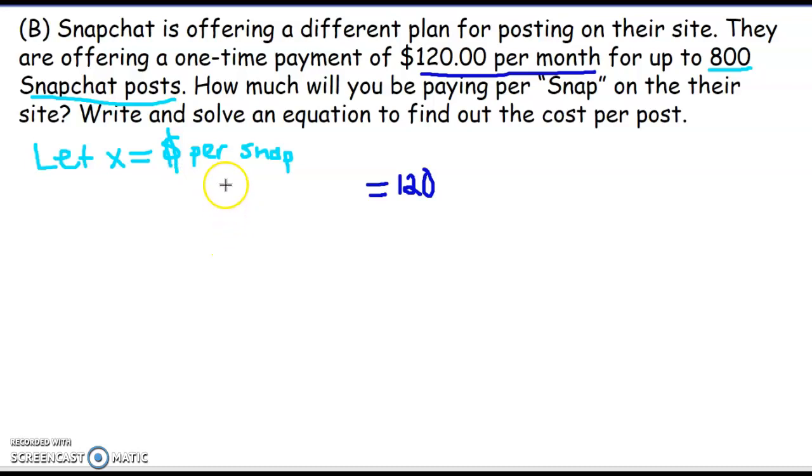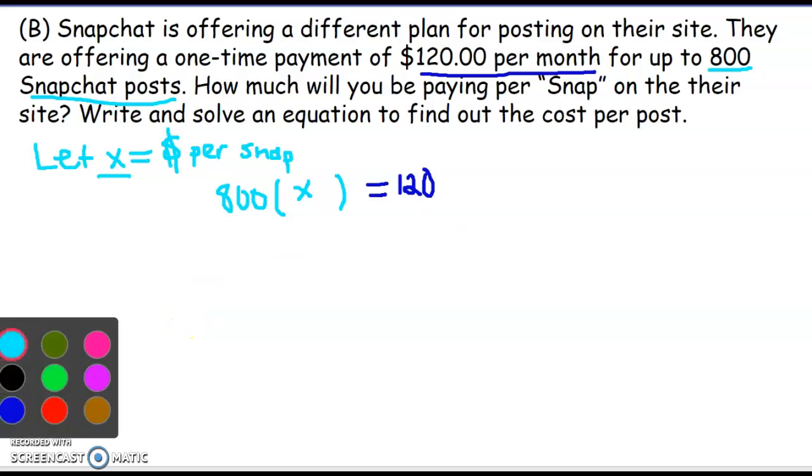Now, if I have 800 posts, I'm going to take that number and multiply it by a certain cost, which I'm now calling X because that's the cost per snap. That is going to give me my total value that I'm paying in that month, which is $120. Now I want to know how much it is per snap, because I want to know, is this a better deal than the last one? The last one I was paying 8 cents per snap. This one I want to know, is this a better deal?